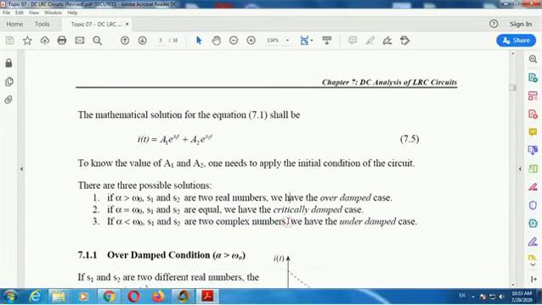First, we go to the overdamped case. Overdamped means that alpha is greater than omega naught.